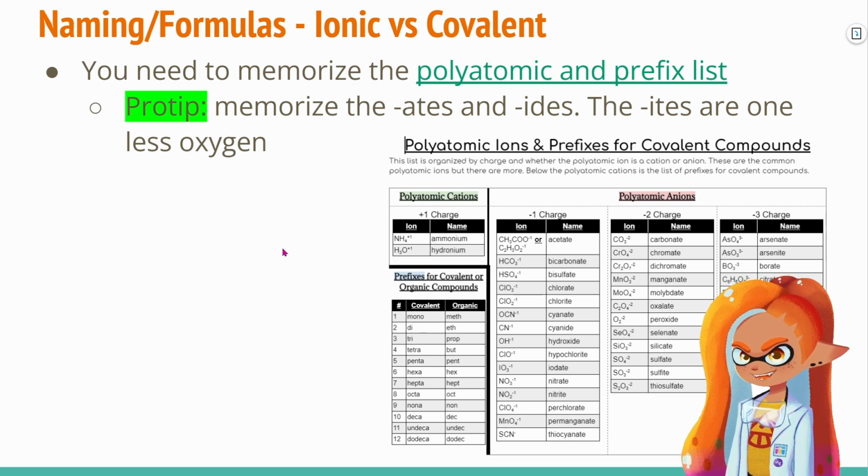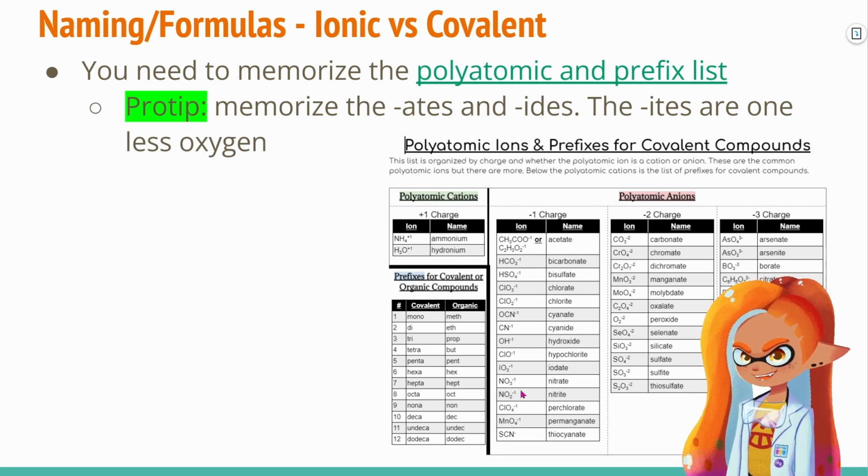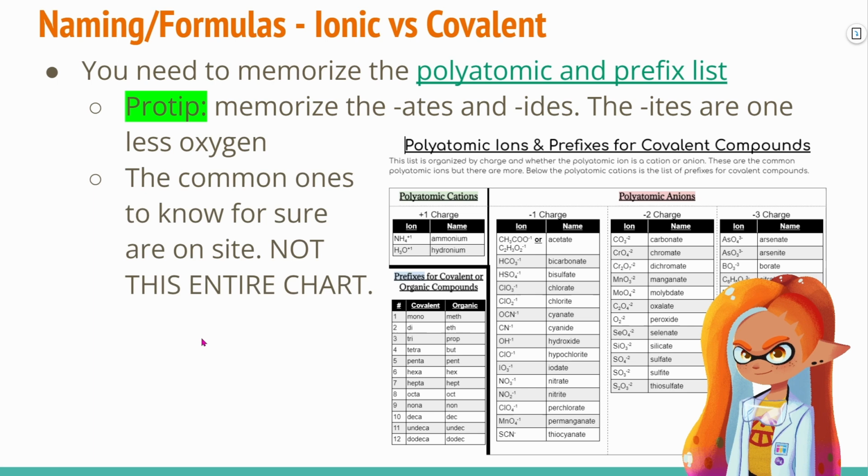I mean, if you just want to memorize it just to memorize it, go ahead. But for me personally, I just remember the ates, and then the ites are 1 less. Here's another example with nitrate. It's NO3 -1. So nitrite is NO2 -1. The common ones for sure are on the website, it is not this entire chart.